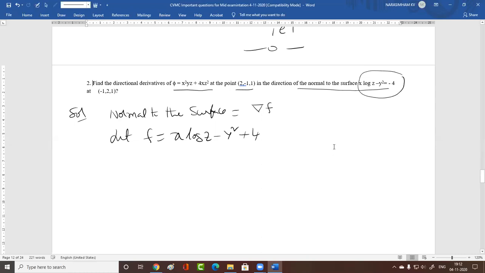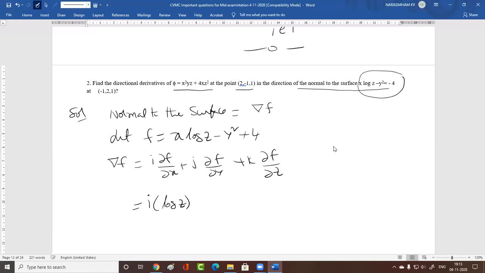Find del f. Already we discussed: i dou f by dou x plus j dou f by dou y plus k dou f by dou z. I into partial derivative with respect to x, only the x term, into log z. Plus j into partial derivative with respect to y, y square derivative is minus 2y. Plus k into partial derivative with respect to z, log z derivative is 1 by z.